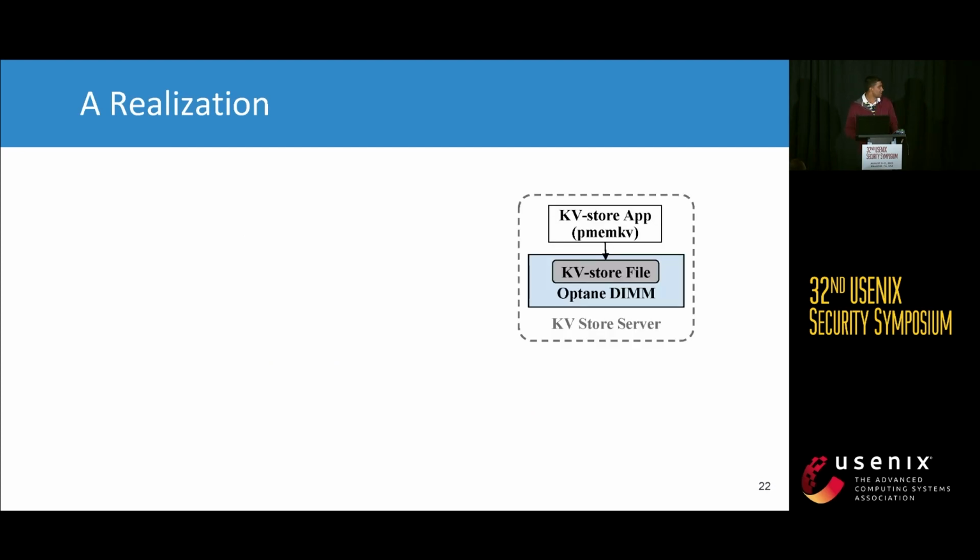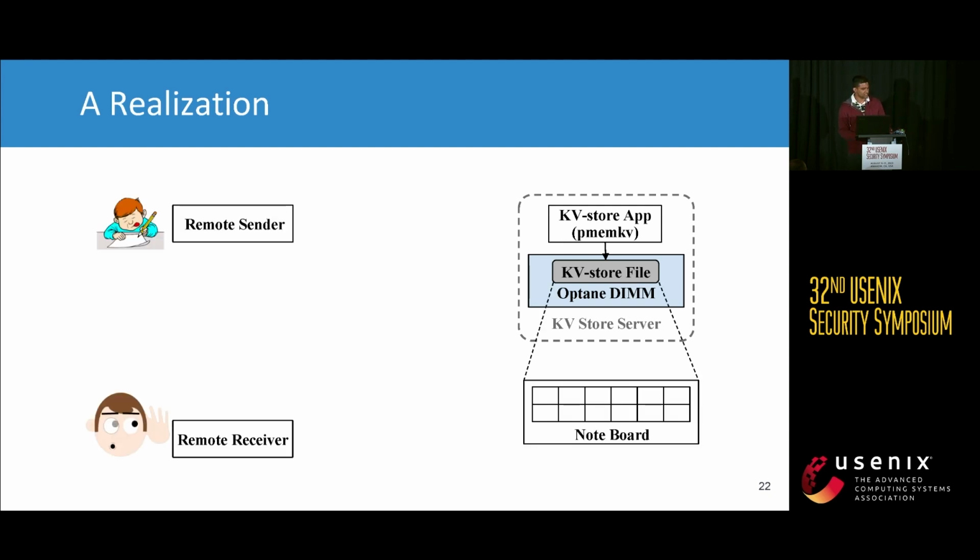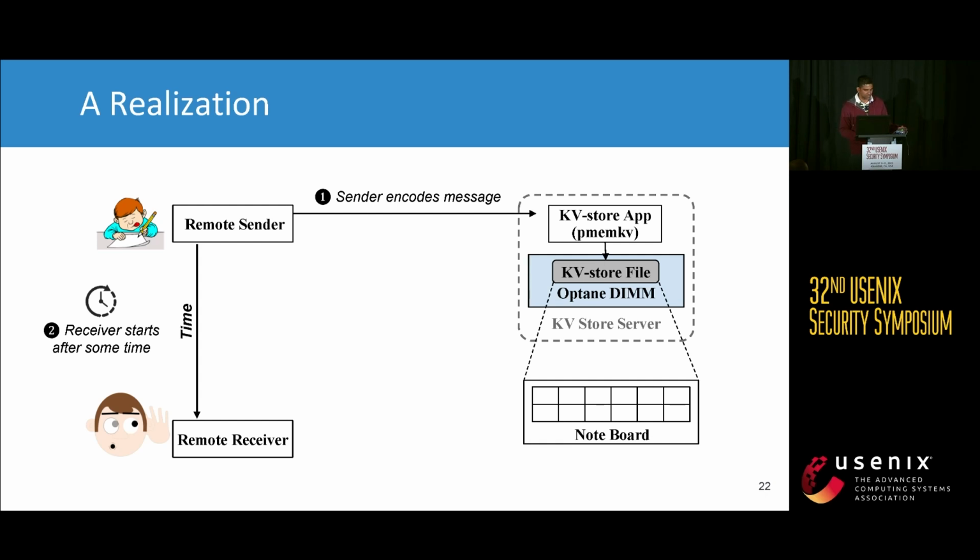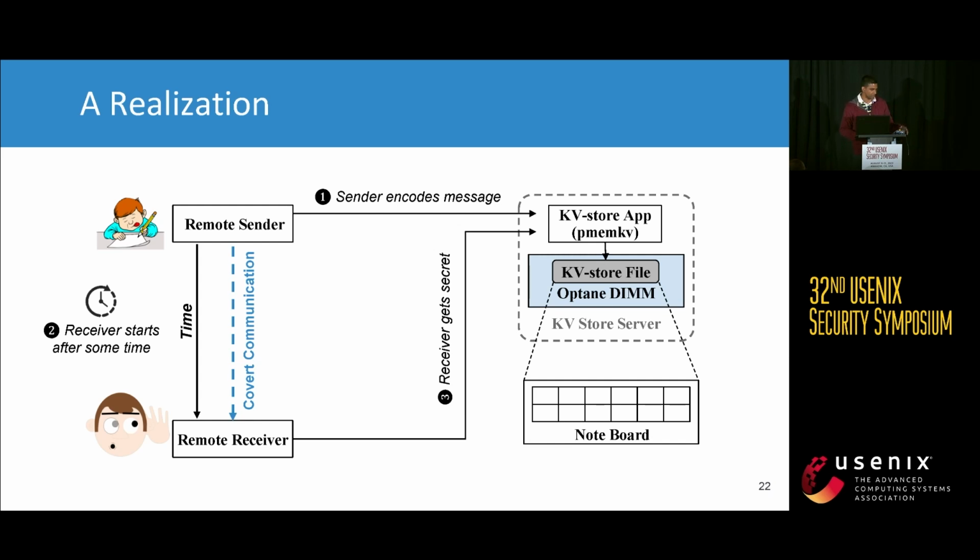We have a key value store server, which is Optane backed. This server is accessed by a remote sender and a remote receiver, and they share a file on the server, which I call the noteboard. To encode the message, the sender writes to selected keys on the key value store. And the receiver can actually start after some time because there's no requirement to start immediately. And to extract the message, the receiver writes to all keys and wears them out. And as I showed before, they can establish covert communication.